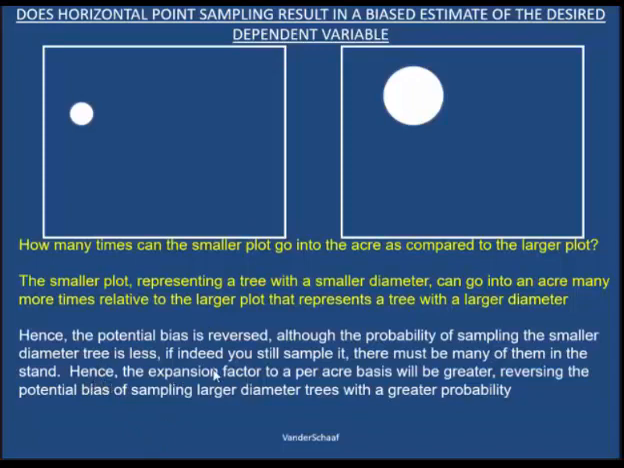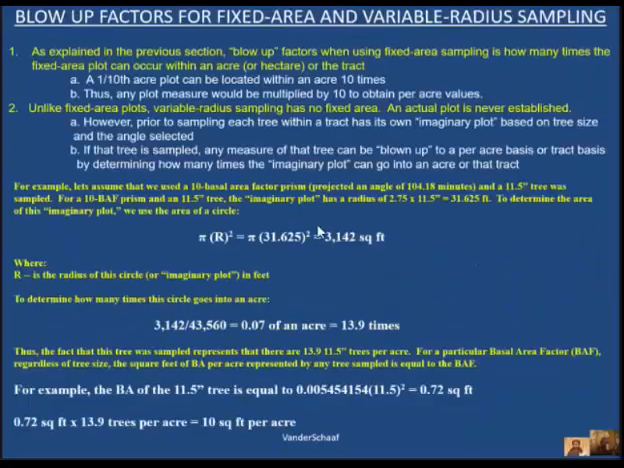And hence the expansion factor to a per acre basis will be greater for the smaller diameter tree because its imaginary plot expands per acre. It expands into a per acre basis, I should say, a greater amount, right? Reversing the potential bias of sampling larger diameter trees with a greater probability. And we can see that here.